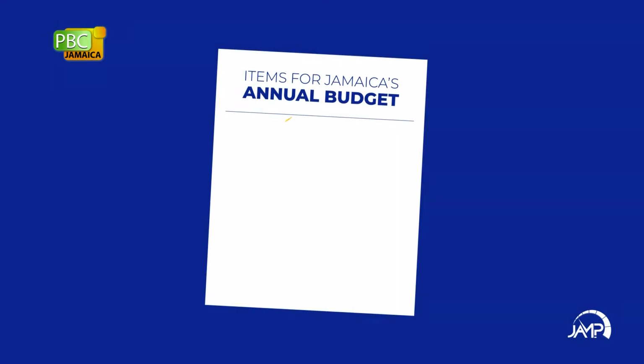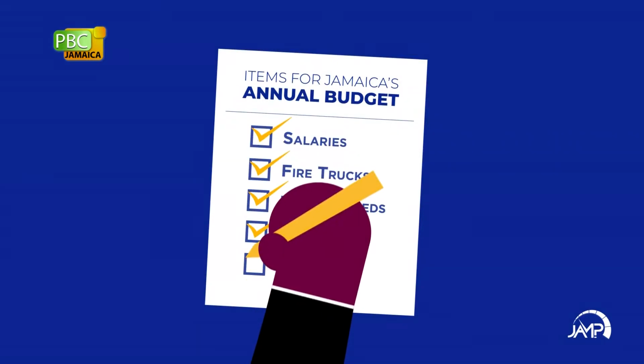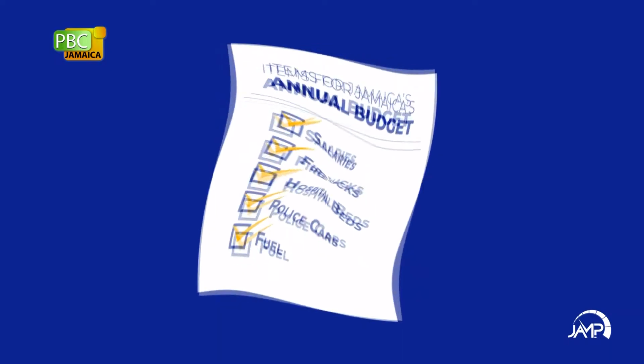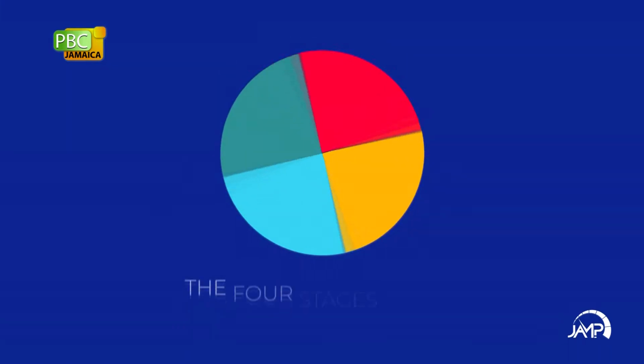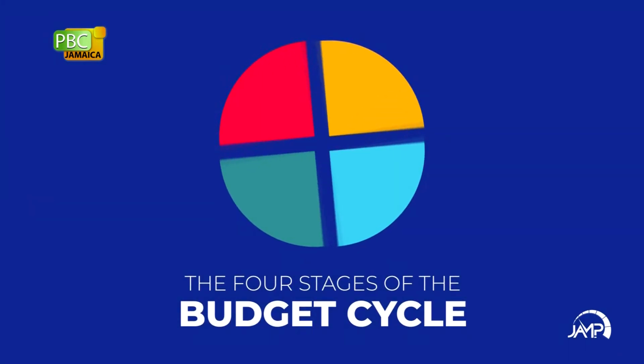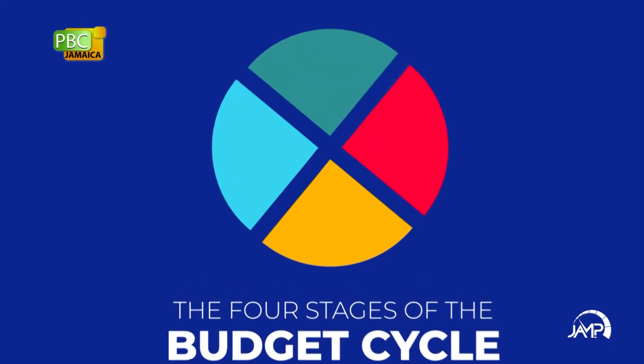Jamaica's budget is more than just numbers. It reveals our biggest problems and goals, our plans to fix them, and what to prioritize. We can even call it a promise book of what will be done to improve our lives. Now, let's talk about the 4 stages of the budget cycle so we can understand how it works and get involved.